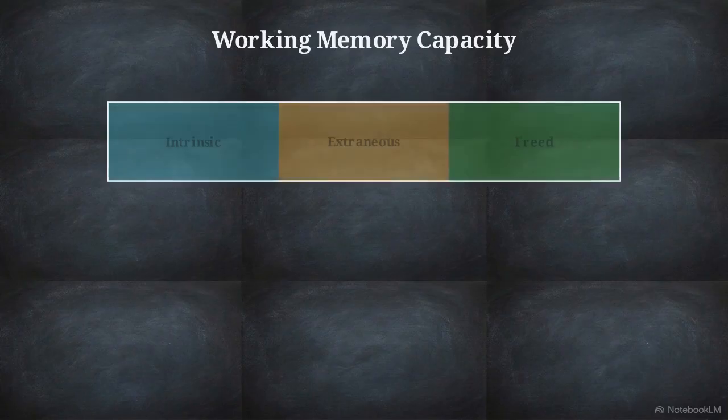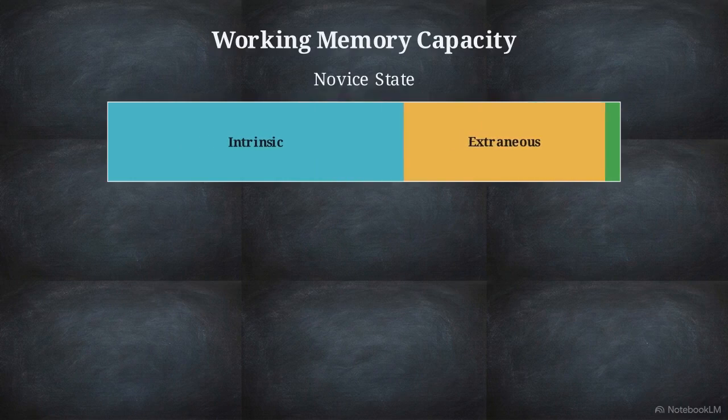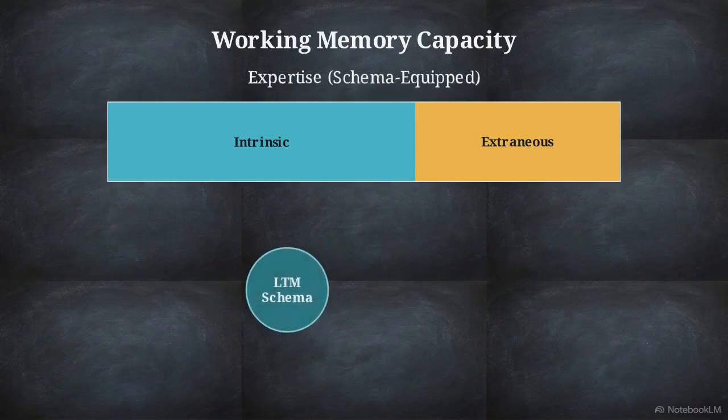This diagram illustrates the constraints of working memory when interacting with novel instructional data. Total capacity is divided between intrinsic load from the task, extraneous load from the instructional design, and remaining freed capacity. In a novice state, high problem-solving demands consume all processing resources, leaving little capacity for schema construction. Robust long-term memory schemas bypass these limits.